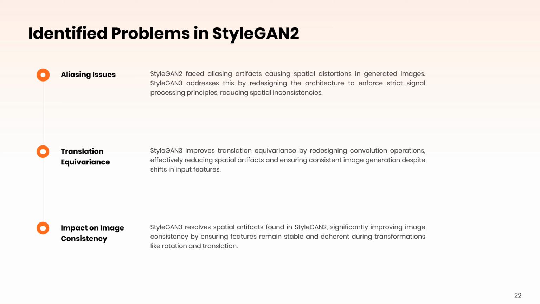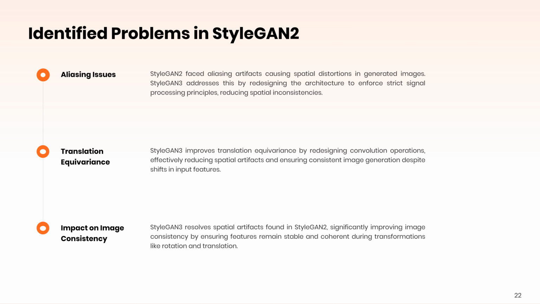Another limitation was translation equivariance. If you shifted an object in the input space, the generated image could change unpredictably. For example, moving a facial feature slightly in the latent space could cause inconsistent lighting or shape distortions. StyleGAN 3 redesigned its convolution layers so that features remain stable under such transformations, which means the same object can be generated consistently even when shifted.